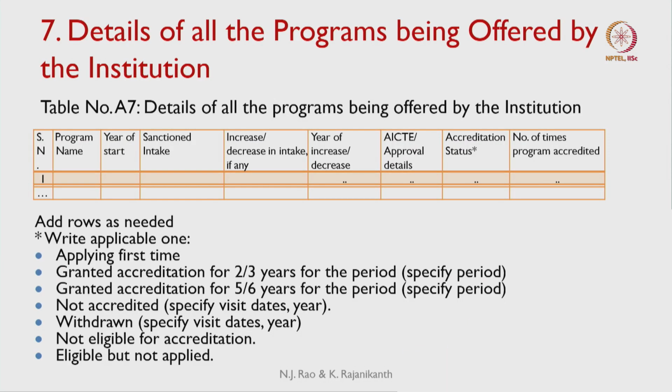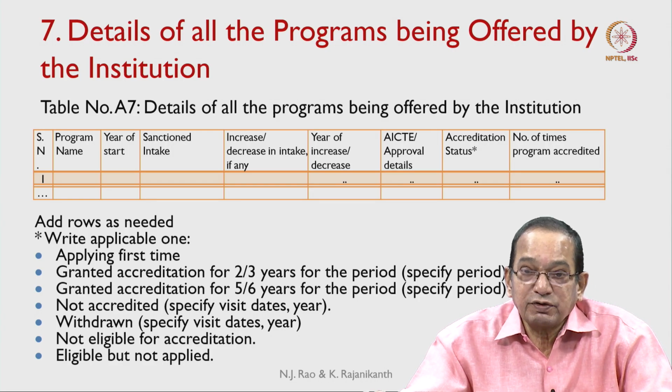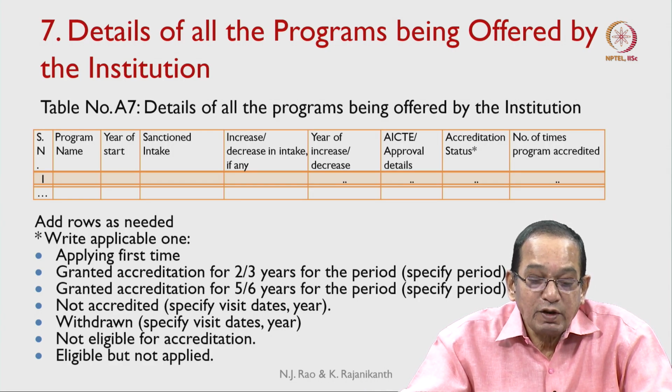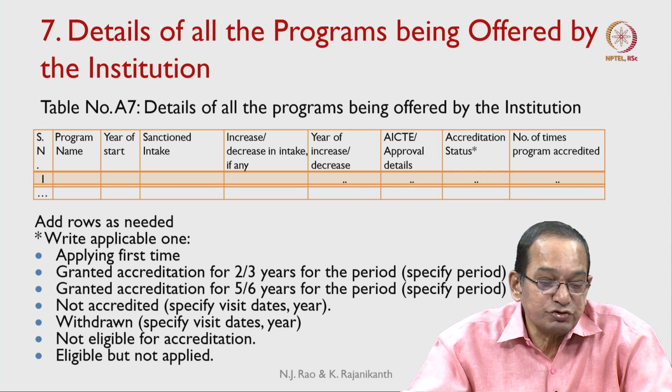Then details of all the programs being offered by the institution. Notice that here the information is provided regarding all the programs run by the institution. The institution presently is applying only for a certain number of programs to be accredited, but the information has to be provided regarding all the programs being offered by the institution.